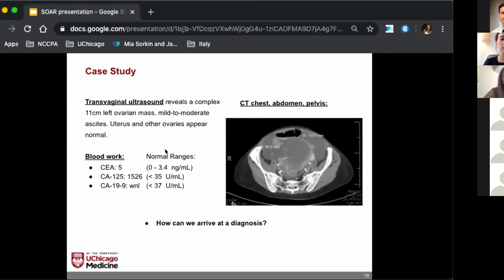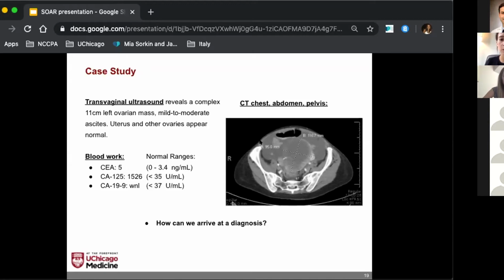Okay, so you get an ultrasound because she's having pelvic pain, and it reveals this complex looking 11 centimeter left ovarian mass and the ascites that you felt on your exam. Her uterus and her ovaries look normal. She also got a CT scan, because she came through the ED and they scan everyone, and this is what it looks like. And this looks pretty funky. Our radiologist very helpfully pointed out this 11 centimeter mass. But also this gray stuff is not normal, should not be there. What we're seeing there is the extra fluid that we felt on exam.